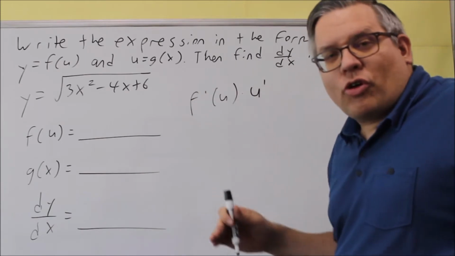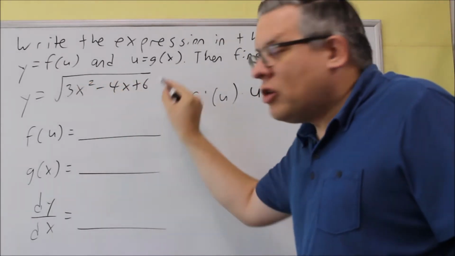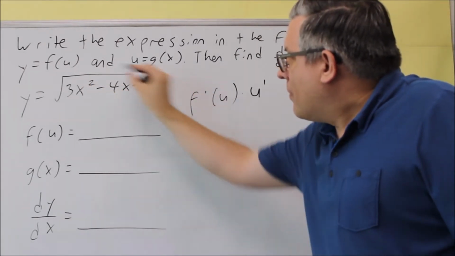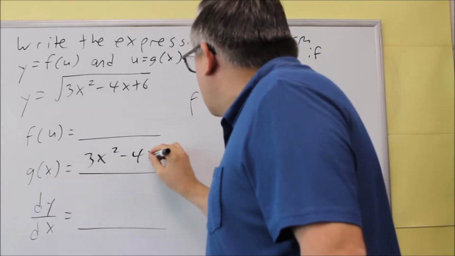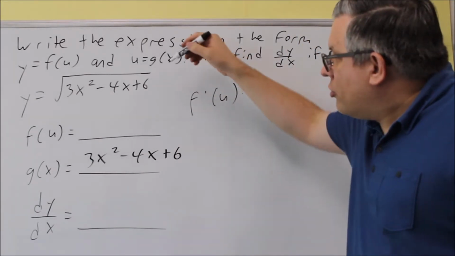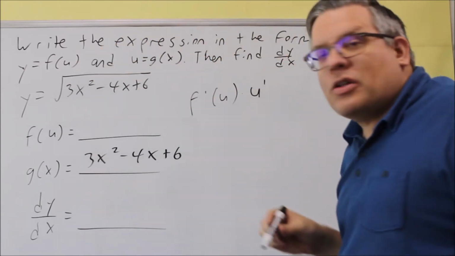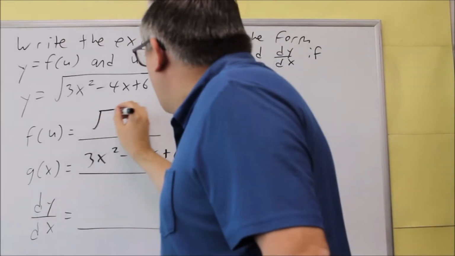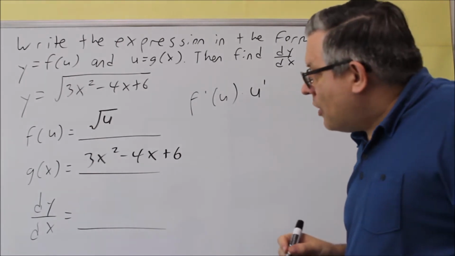Now, as I mentioned in the previous video, your g of x is your u. That's always going to be what is inside of something else. So for this problem, it's going to be the quadratic there, so it's going to be 3x squared minus 4x plus 6. Now to find the f, what you're going to do is remove everything from the inside, and then replace that with a u. So that's going to give you the square root of u. Okay, so that's going to be our f function.